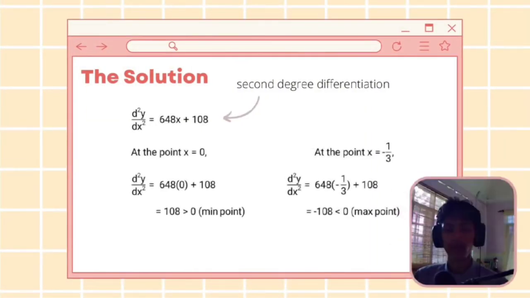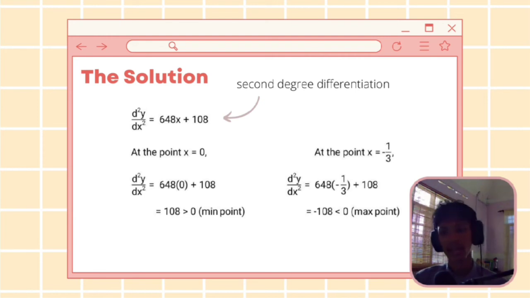Okay, now we're going to find the solution for the second degree differentiation. As you can see, 648x plus 108 is the derivative of 324x to the power of 2 plus 108x. And it's going to be 648x plus 108. At the point x equals 0, 648 multiplied by 0 plus 108 is going to be 108. So it is more than 0. It's going to be the minimum point.